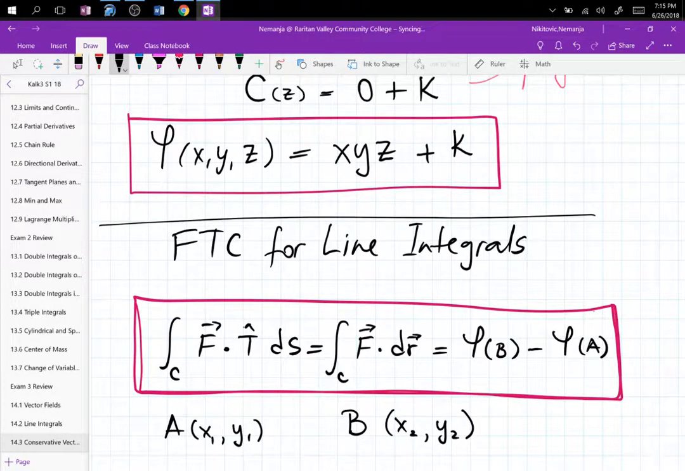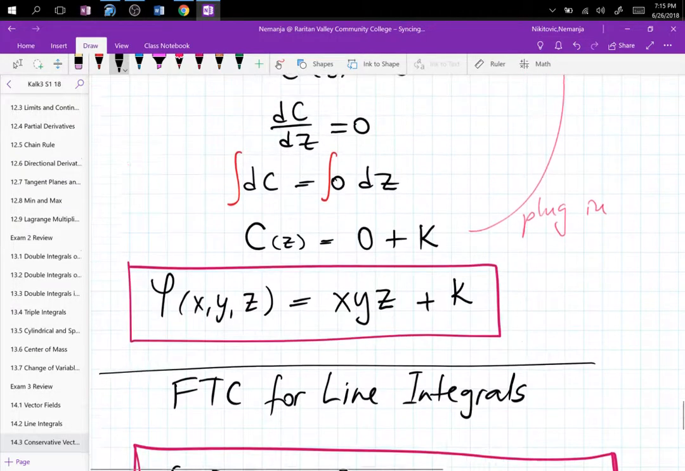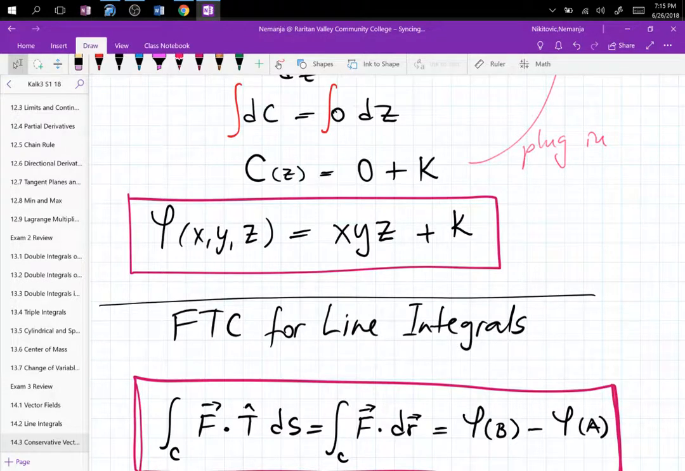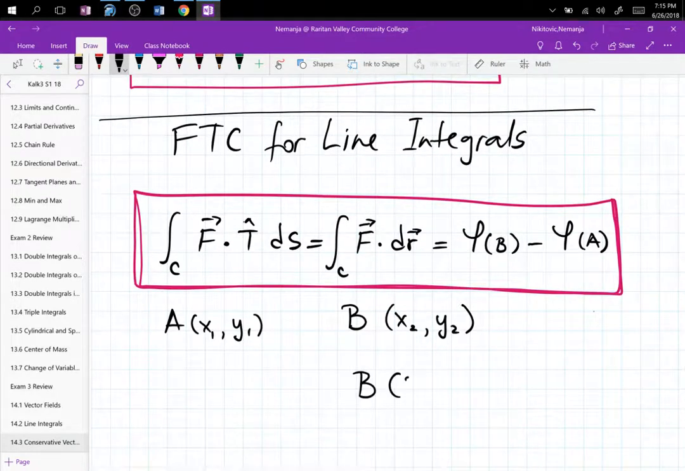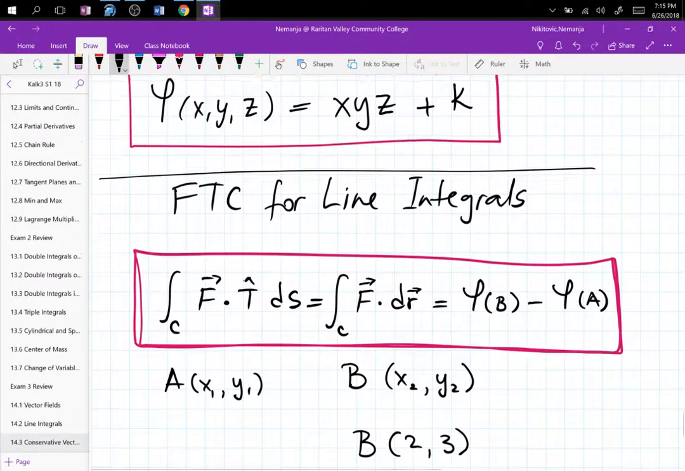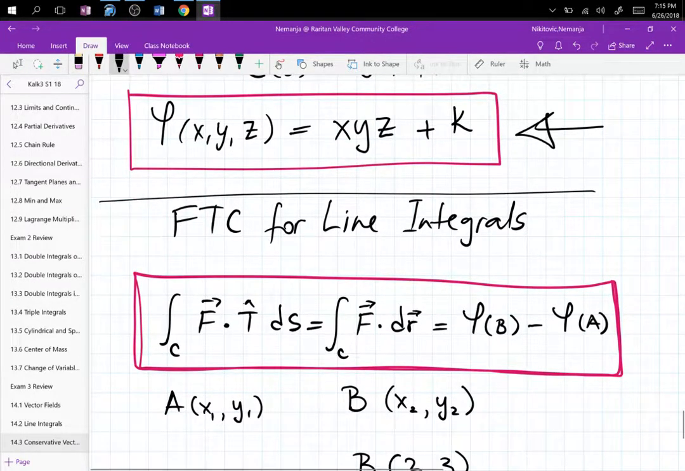Because remember, this function phi is a function of x and y, or x, y, z in the previous case. In that case, A would be x1, y1, z1, and B would be x2, y2, z2, and you will be computing them here. It's phi of B, so you will be plugging in these coordinates. Your point B might be 2, 3, and that goes into the phi equation.